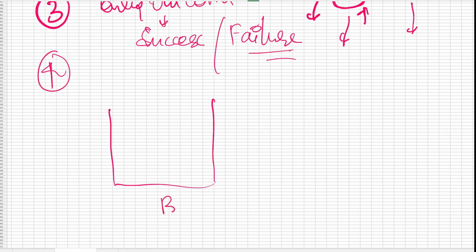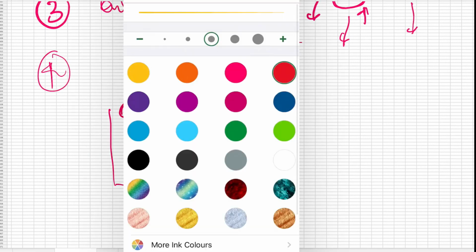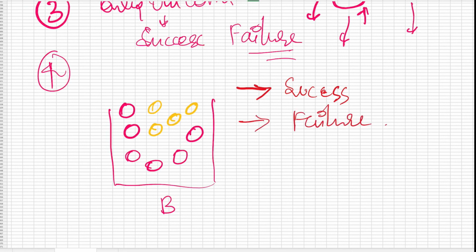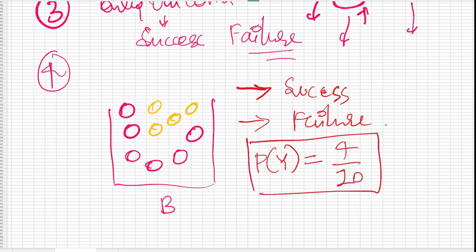We have a bag, and in this bag we have 10 different balls. 6 balls are red and 4 balls are yellow. Now we are doing an experiment where we are interested in finding the probability of getting a yellow ball. Drawing a yellow ball is a success, and drawing a red ball is a failure. So what is the probability of getting a yellow ball from this bag? The probability of yellow is 4 by 10. This is the probability of success, meaning a yellow ball.